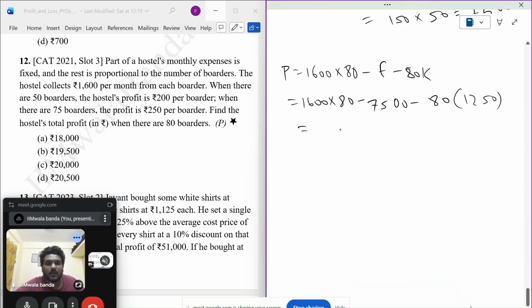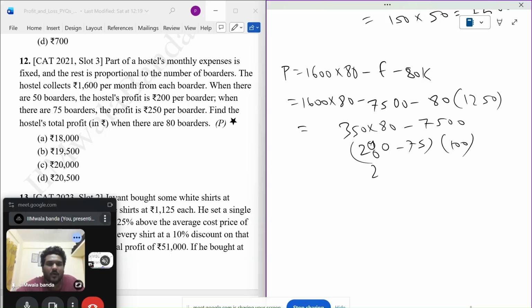Now, 80 is common. 1600 minus 1250, 350 into 80. This also, let's see, take 100 common. 8 5 is 40, 8 was 8, 16, 24, 28. 280 into 100, minus 75 into 100, or 205 into 100. So 20500.